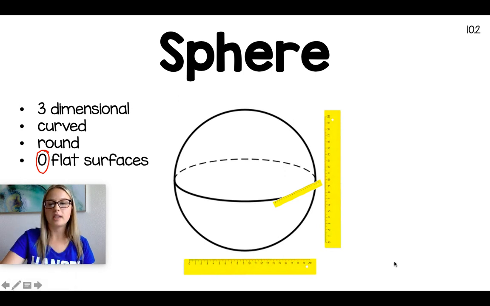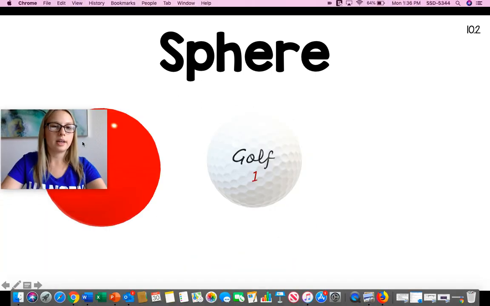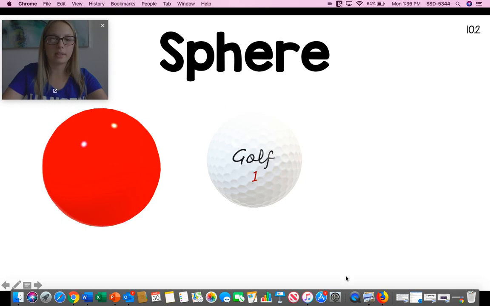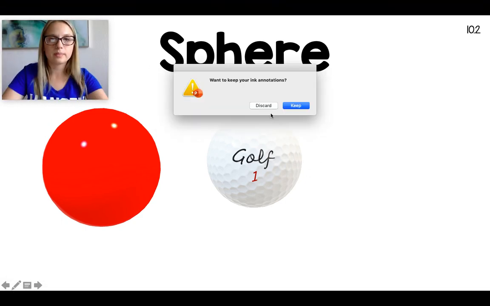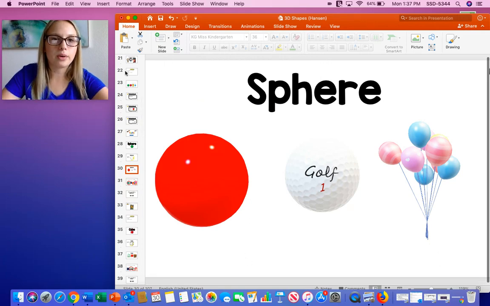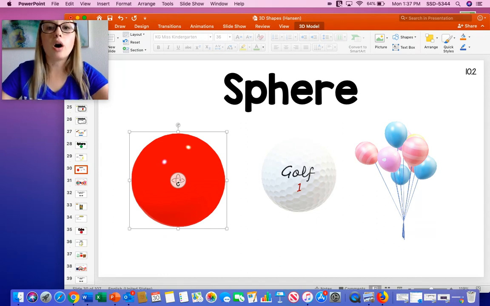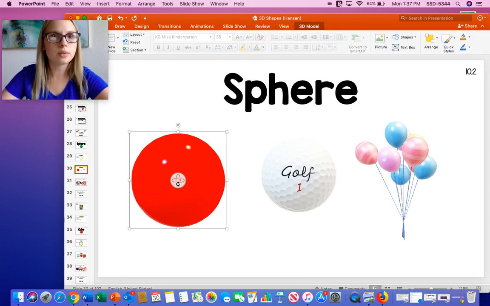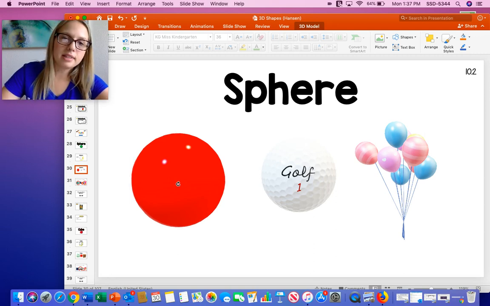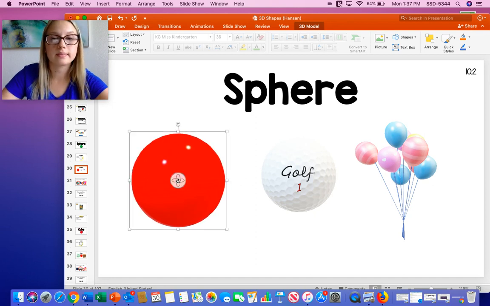Okay. Let's look at some examples of a sphere. I'm going to move out of the way. I'm going to close it to make it a little bit smaller. And the first shape that we're going to look at is this ball. This ball is 3D. It's three-dimensional and it's solid. It's real life. Are balls in real life? Yeah. Let me spin it. I'm going to spin the ball. So I'm spinning it right now. Do you see that it's curved, it's round, and it has 0 flat sides?